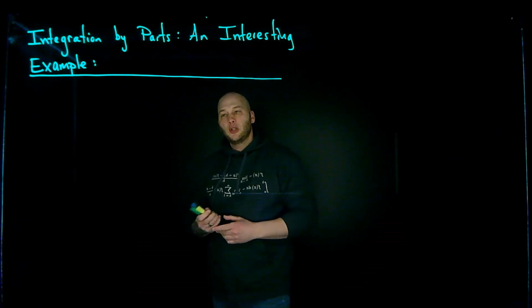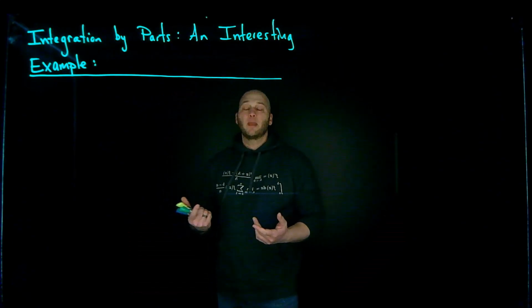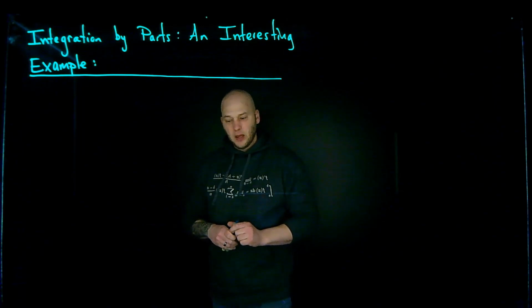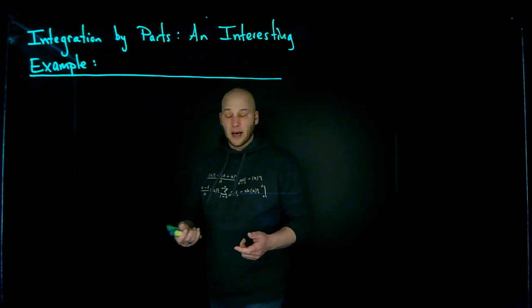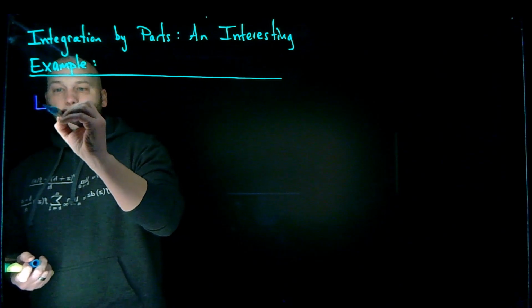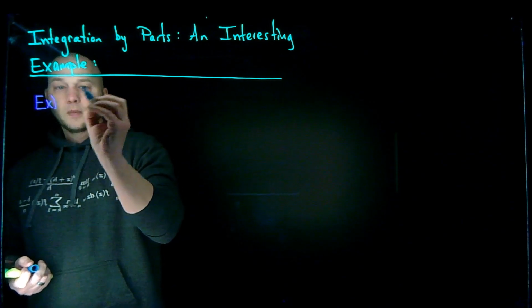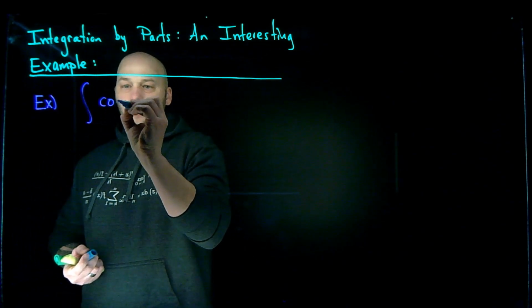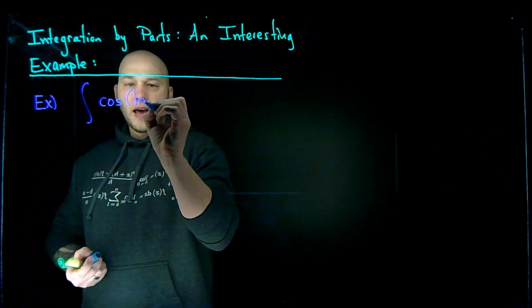I'm going to do an integration by parts example, and I think it's a fairly interesting example because initially it does not look like integration by parts even applies. The specific example I want to take a look at is the integral of cosine of the natural log of x.